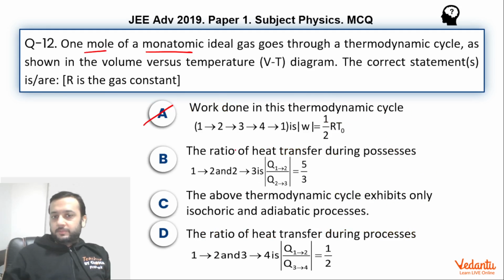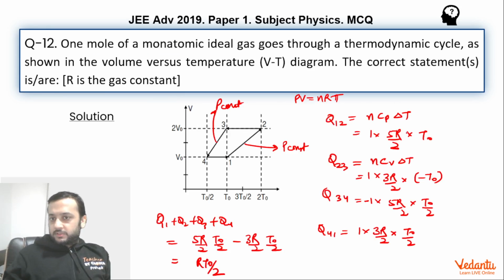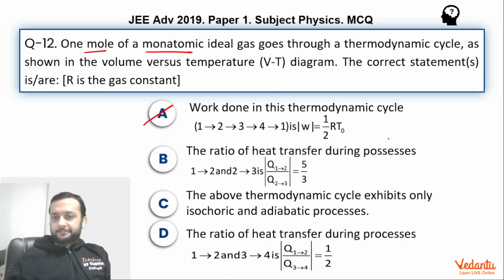If we talk about option B, the ratio of heat transfers during 1 2 and 2 3. So 1 2 is this and 2 3 is this. If you take the ratio, we have to talk about magnitudes, so the minus sign will be ignored. T naught will get cancelled. 5R/2 will also get cancelled. 5:3 is correct. This is the correct option.